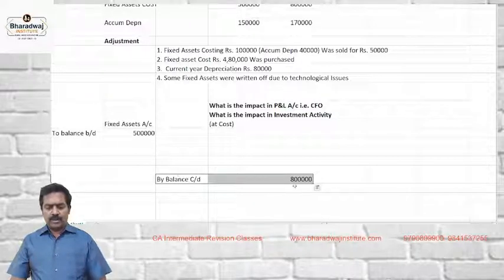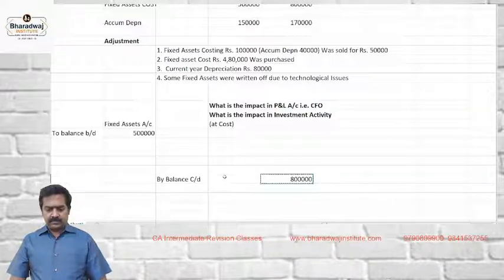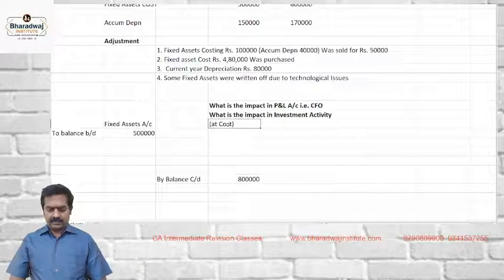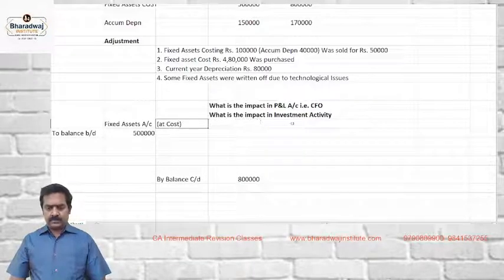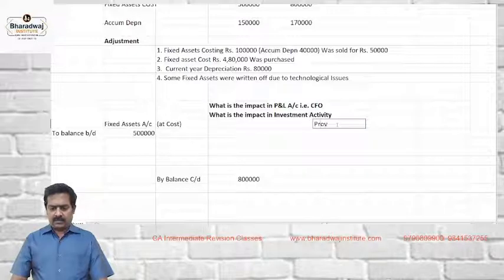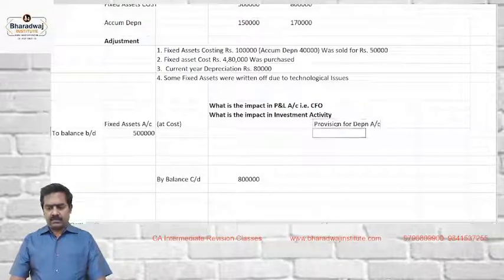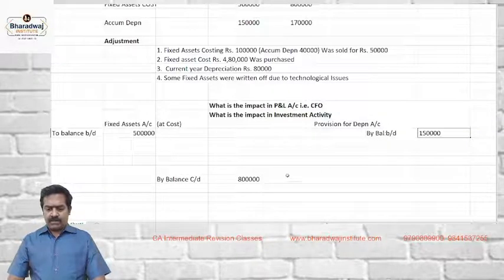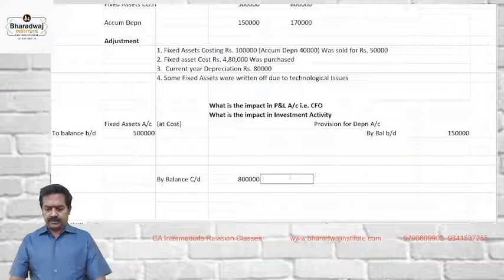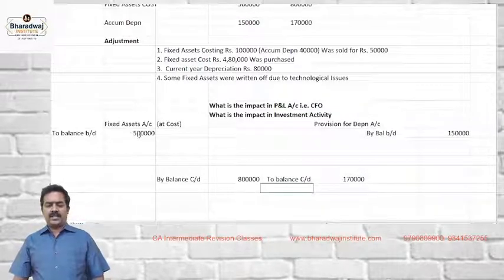Try to do it. Provision for depreciation account, by balance brought down. What is the opening balance? 1,50,000. What is the closing balance? 1,70,000.